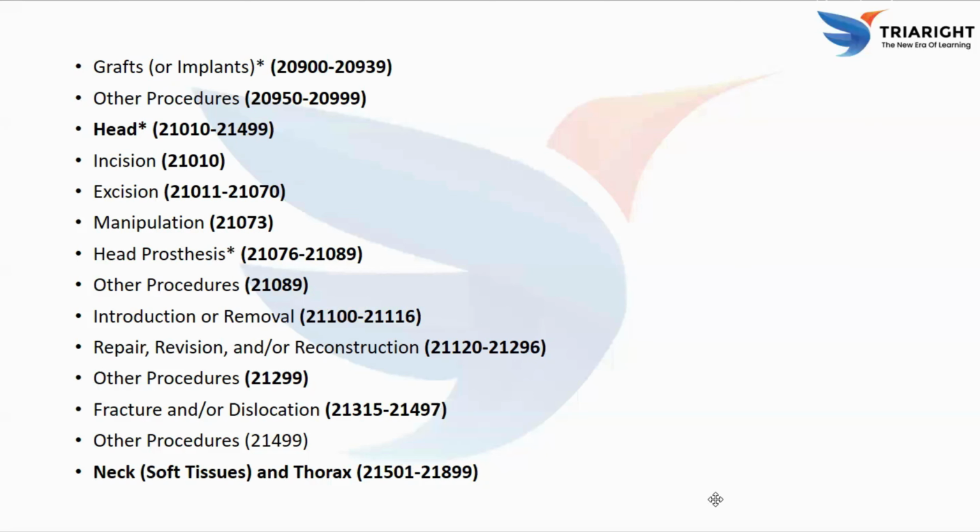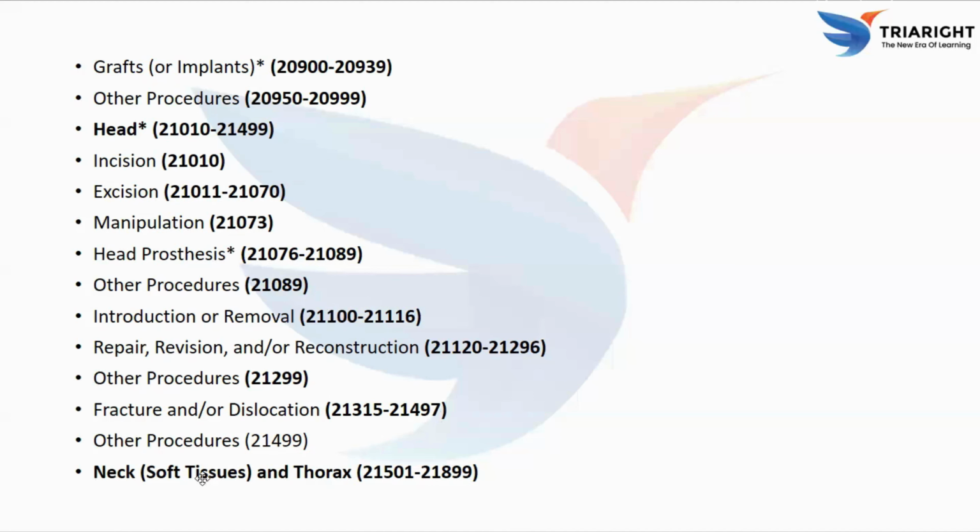So fracture and/or dislocation is the treatment of broken or dislocated bones. This can be a closed approach. It can also be an open approach. For closed treatment, there would be no surgery. For open approach, it would be a surgical repair. For example, repair of a fractured jaw. And other procedures are listed under the 21,499 code.